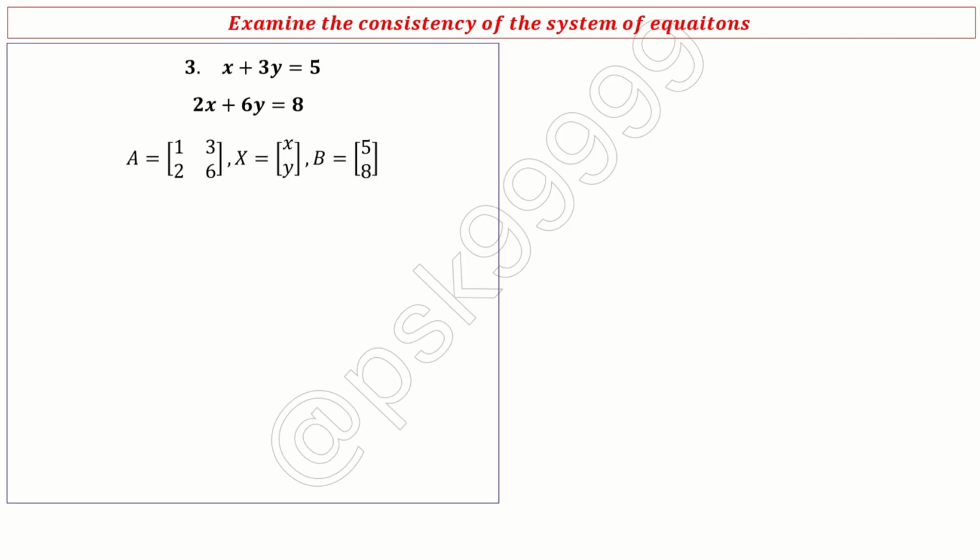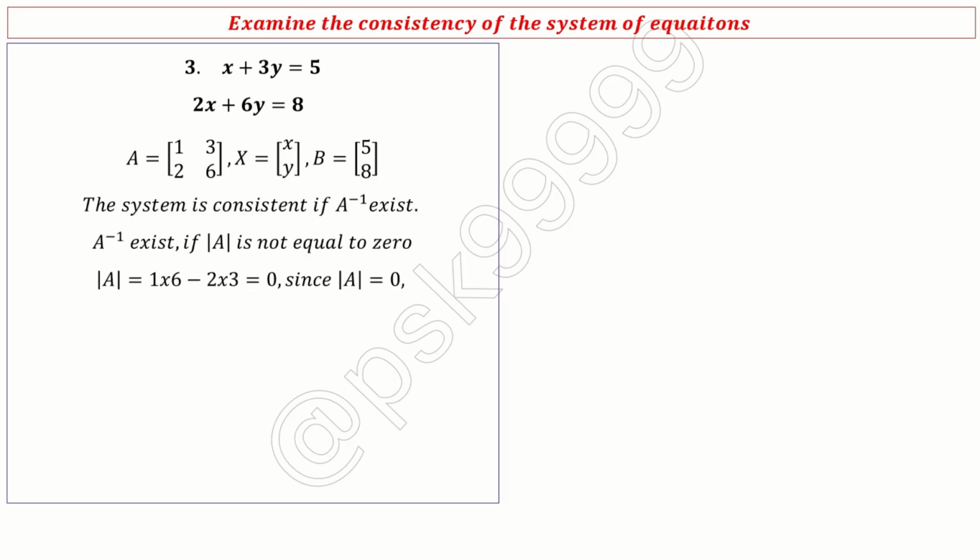Next, another one. Here also you take the matrix A. The determinant here is 0. Determinant 0 means you can directly declare that this is an inconsistent system. You can also check: if the right side is 0 instead of 5 comma 8, then x equal to 0, y equal to 0 is a solution for this system. So you can cross check that.